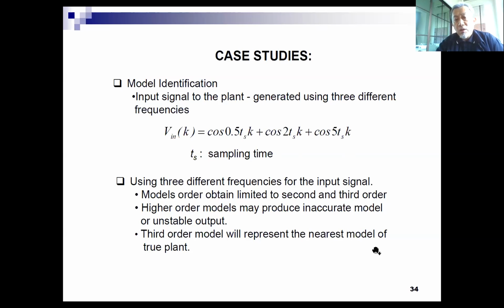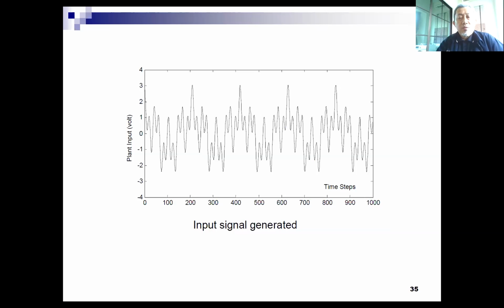The reason is that the model order obtained is limited to second and third order. Higher order models may produce inaccurate models or unstable output, and the third order model will represent the nearest model of the true plant. So this is the input signal generated. How to generate it, I attached in the program in the WhatsApp that I forwarded yesterday, kinput.m. And this signal will be injected into the hydraulic system.